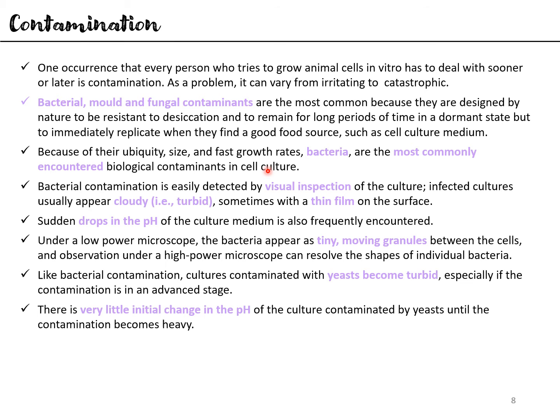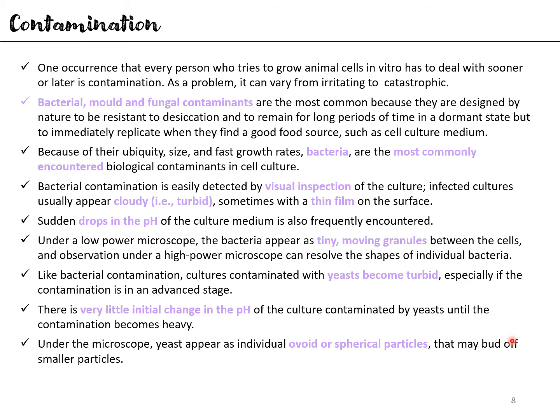So there is very little initial change in the pH of the culture that is contaminated by yeast until the contamination becomes heavy. So yeast contamination is more difficult to detect than bacterial contamination, and likewise it is more difficult to get rid of than bacterial contamination. Under the microscope, yeast appear as individual ovoid or spherical particles that may bud off and give rise to even smaller particles. So it depends on what stage you are observing. You can have either individual ovoid or spherical particles, or you might have some particles from which younger yeast are budding off. You can see that as well.